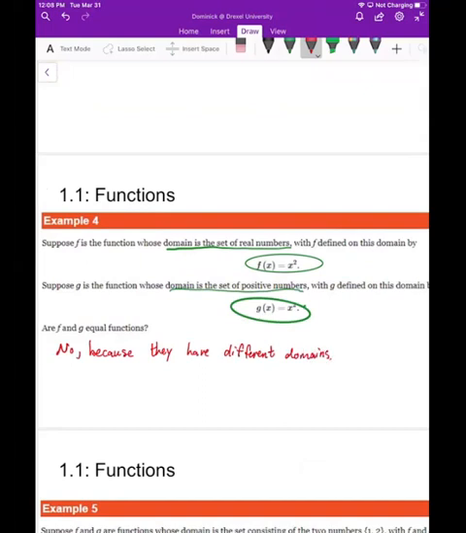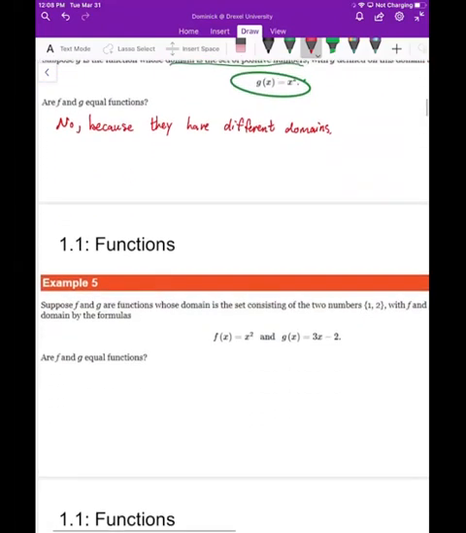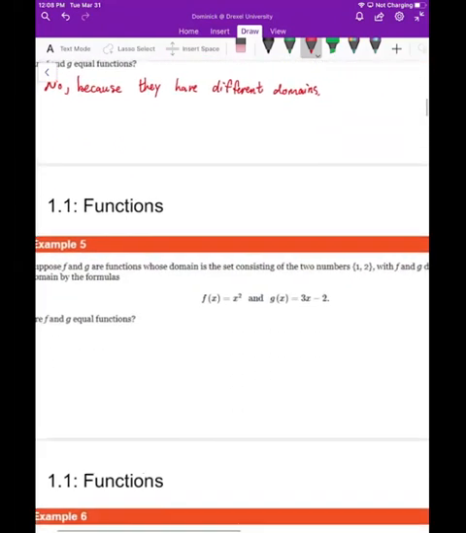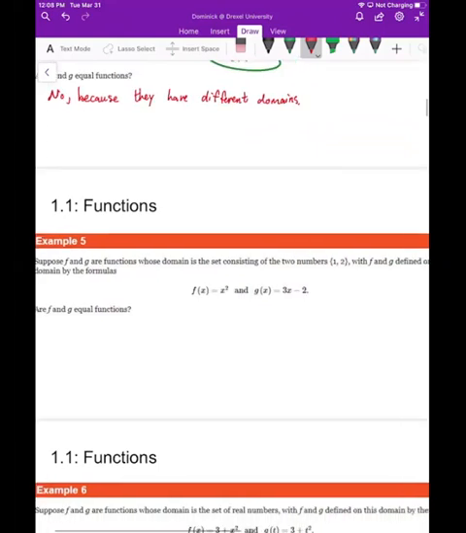All right. So that has an easy answer there. Okay. Now in example 5, we're told that f of x is x squared and g of x is 3x minus 2. And the domain is just the 2 numbers 1 and 2. So if we look at f of 1, of course, is 1 squared, which is 1, and f of 2 is 2 squared, which is 4.